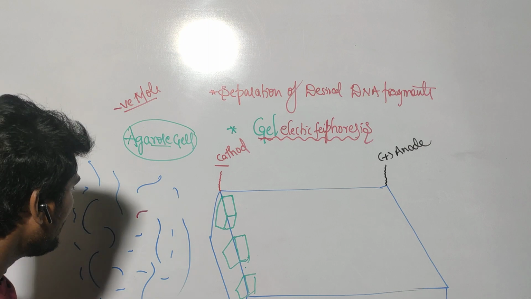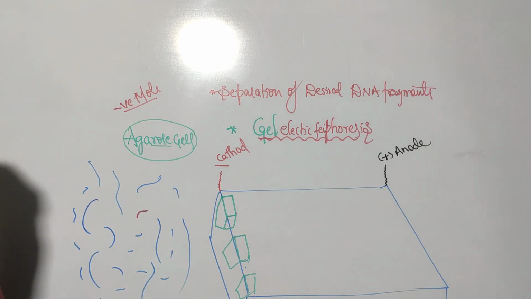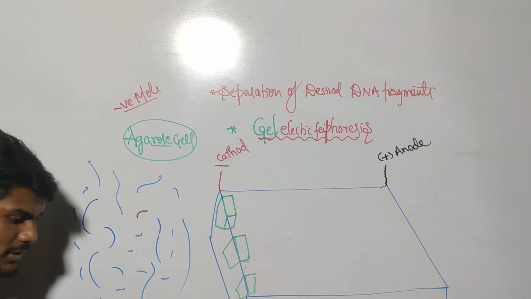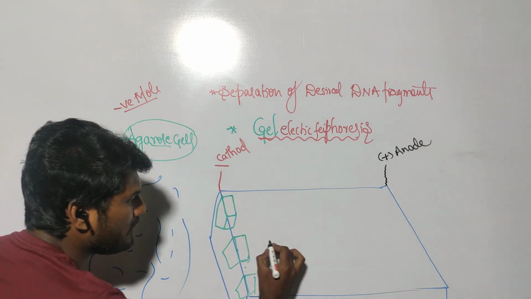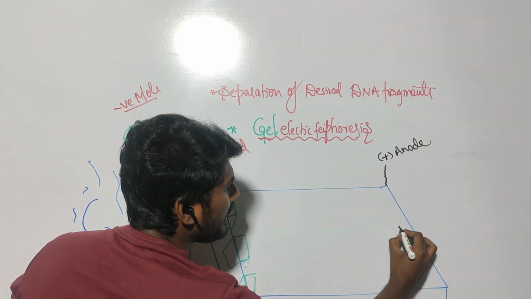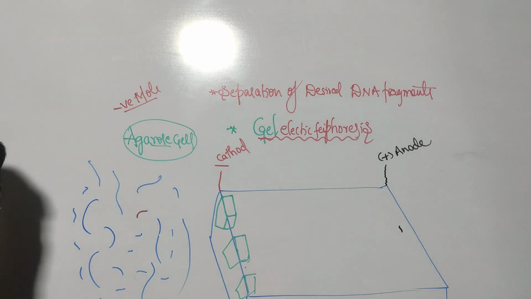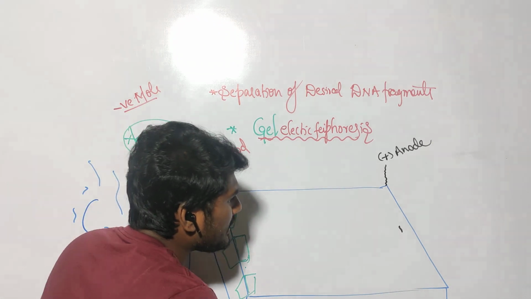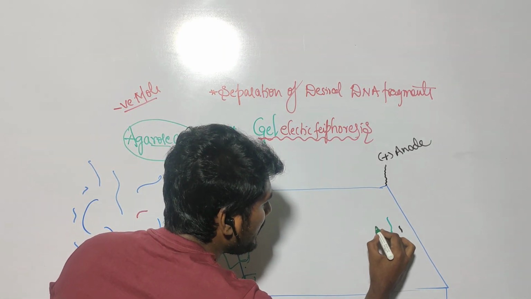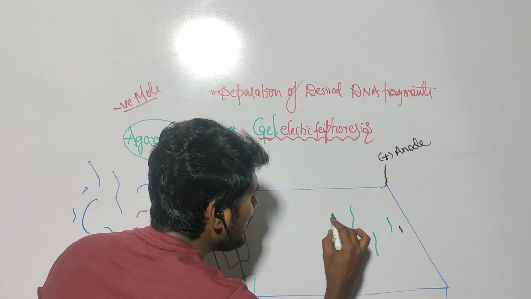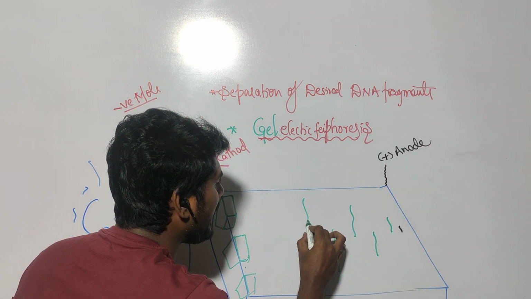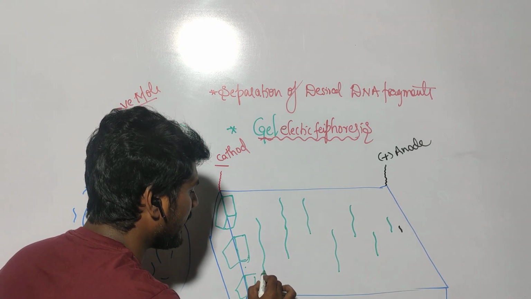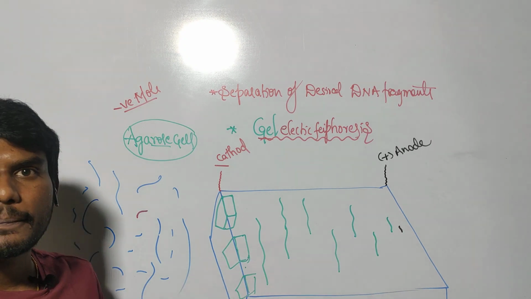Now let's see. All the DNA fragments have different sizes. For example, this is very small. Small size means it will run very fast, moving and settling at this point. Then the medium size one will be present here, and the next one here, and the next one here. According to their size, they are moving.